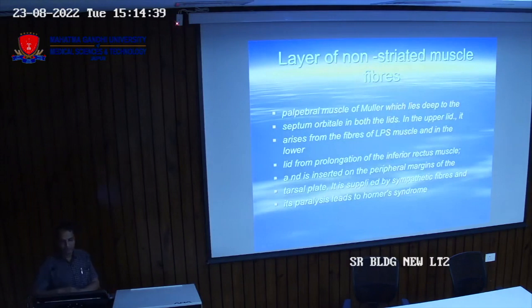Sixth layer, the layer of non-striated muscles, palpebral muscle of Muller, which lies deep to the septum orbitale in both lids. In the upper lid, it arises from the fibers of the LPS muscle, and in the lower lid from the fibers of the inferior rectus muscle, and it is inserted on the peripheral margins of the tarsal plate. It is supplied by sympathetic fibers. Paralysis of sympathetic fibers leads to Horner syndrome.